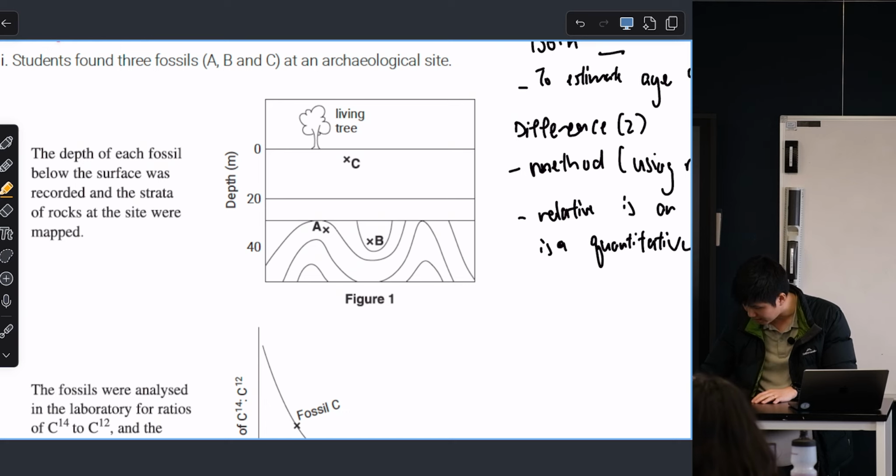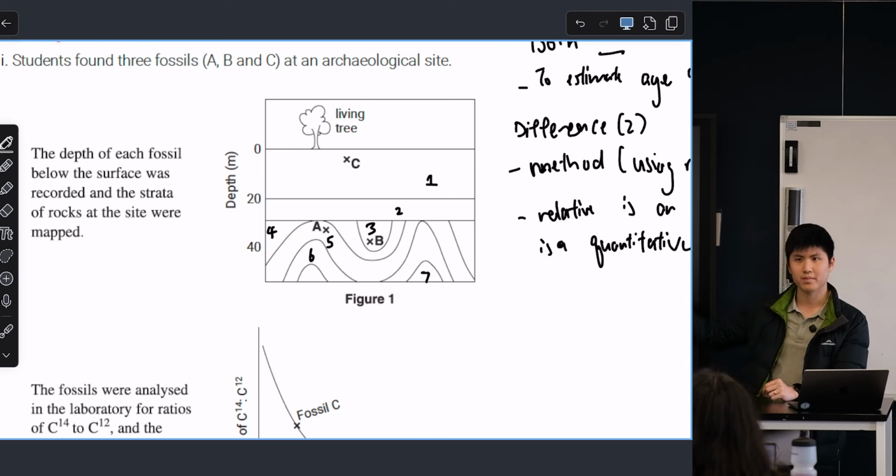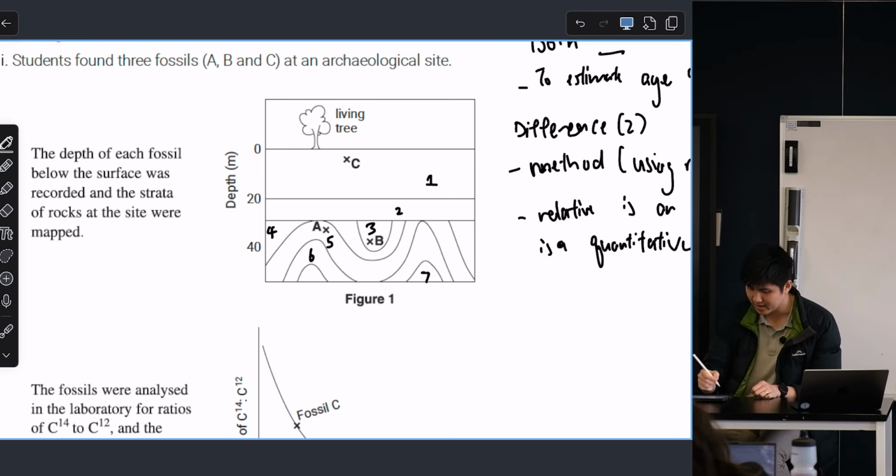So this here, this is the first layer. I'm going to run out of colors. I should not do this. All right. This is the first layer. This is the second. Now the third layer is actually this layer. The fourth layer is this. The fifth layer is this. The sixth layer is this. And the seventh layer is this. Right?